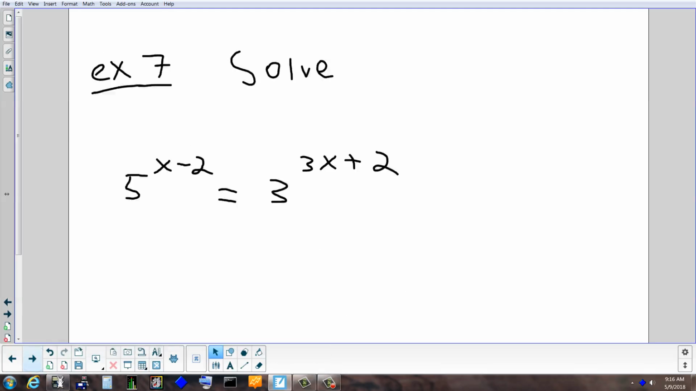So what makes this one a little tricky is the bases are different. If the bases were the same, it would be a lot easier, but they're not. So on the left, you have 5 to the power x minus 2. On the right, you have 3 to the 3x plus 2. Every step in this problem you already should know how to do, except maybe the very first one. And actually, even the first step, we did it once this week.